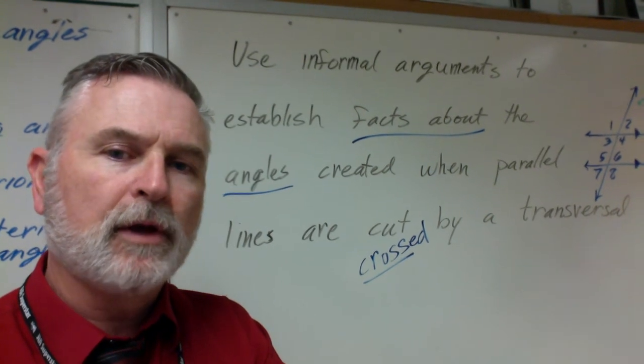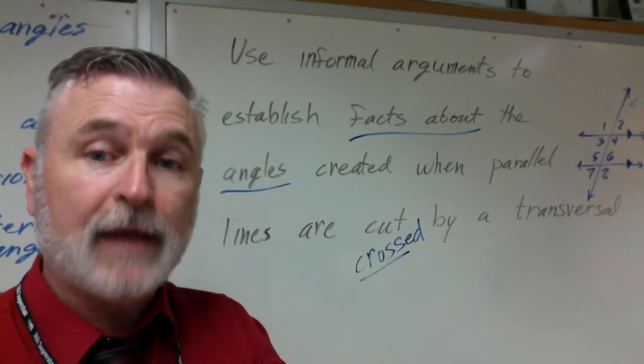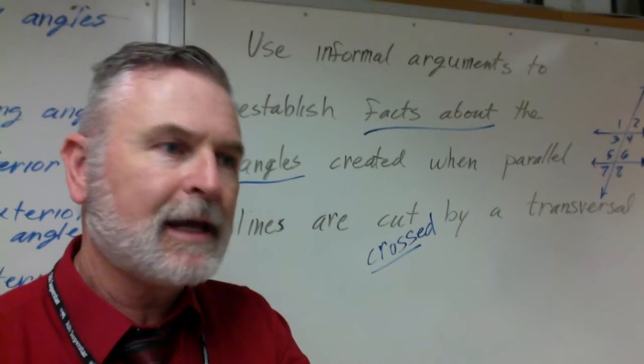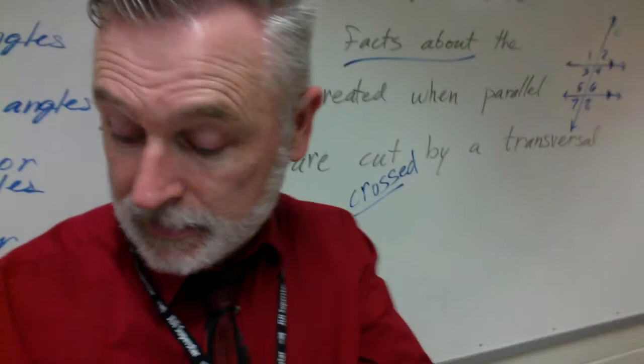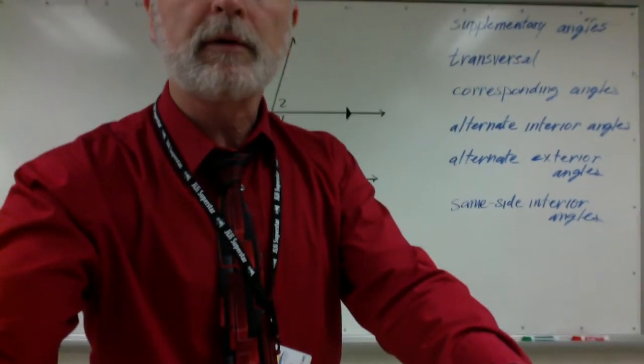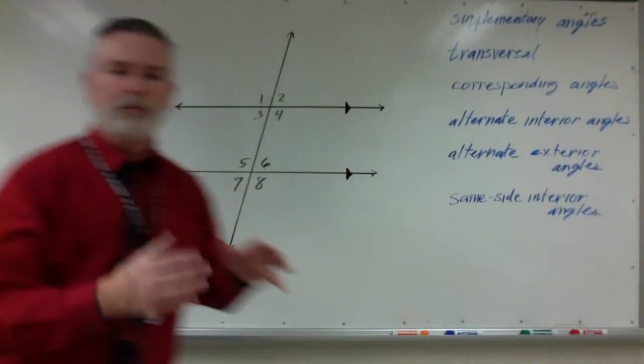So when a transversal crosses two parallel lines, we're talking about finding facts about the angles using informal arguments. So we're not proving things. We're just saying, hey, this makes sense because we know these things are supplementary. Two angles that are together 180 are supplementary. So let's take that idea and build from that.